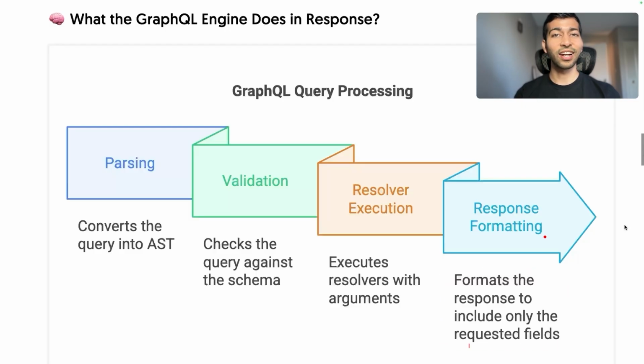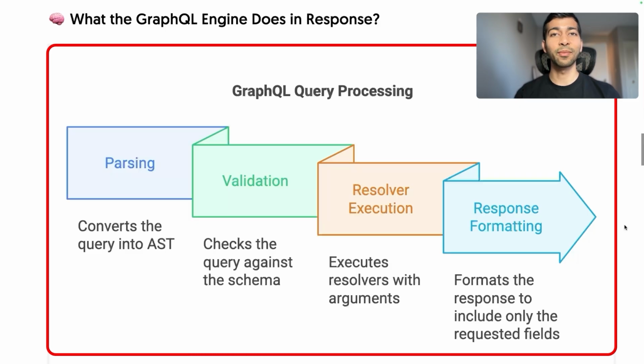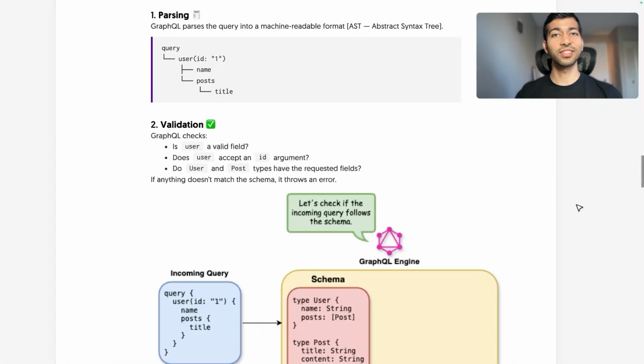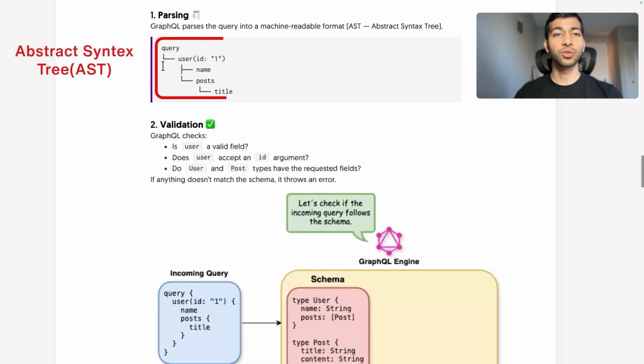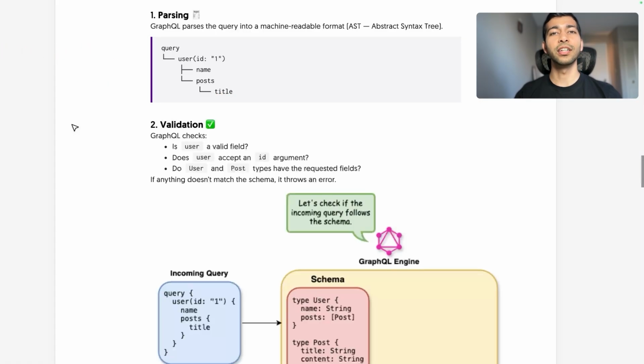So let's understand all of these 4 steps using the example query that we saw earlier. As I said, the first step is parsing. GraphQL parses the query into a machine readable format called an abstract syntax tree, and you can understand it like a tree where the query has one branch for the user, the user has 2 branches for name and post, and then the post has 1 branch for its title. We don't need to go deeper into this abstract syntax tree, but just understand it like a machine readable format that machine understands, and it's like a tree.